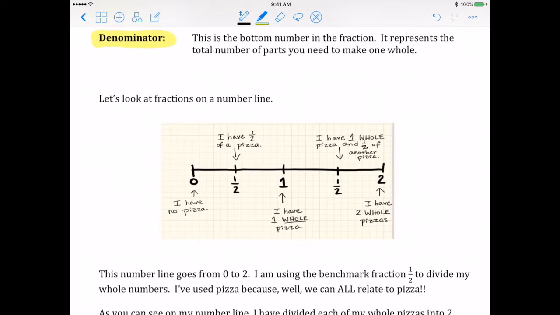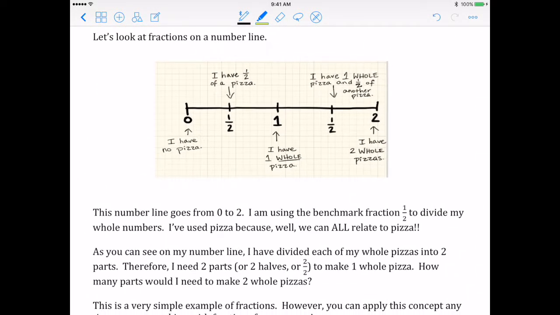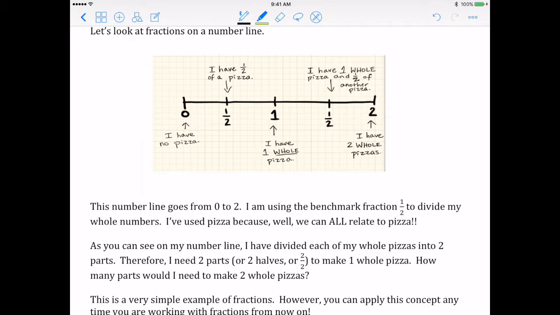So let's look at fractions on a number line. This number line goes from 0 to 2. I am using the benchmark fraction 1/2 to divide my whole numbers. I've used pizza because, well, we can all relate to pizza. As you can see on my number line, I have divided each of my whole pizzas into 2 parts.